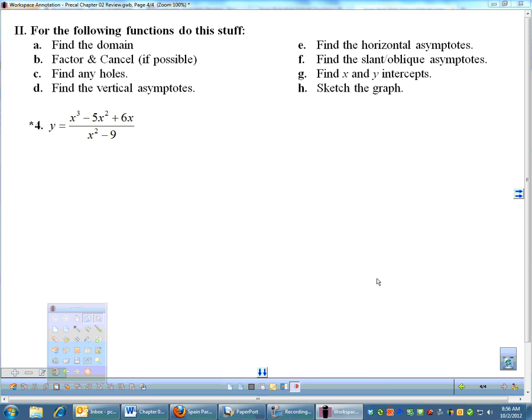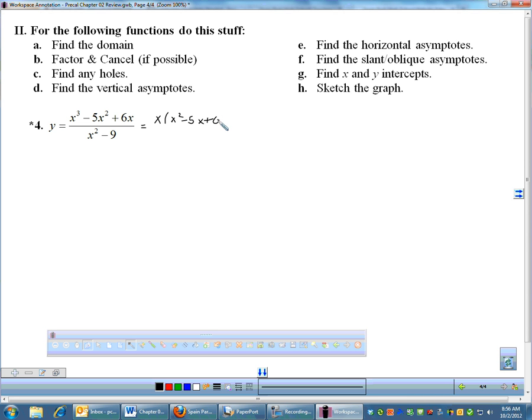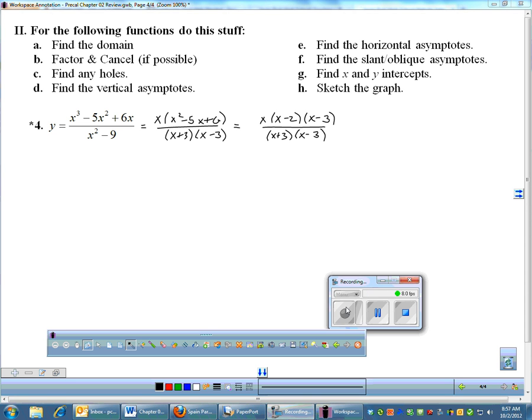All right, next problem. Same thing, find the domain, all this mess. Let's see. Again, I like to go ahead and factor a little bit before I find the domain. On the top, you can take out an x, which leaves you x squared minus 5x plus 6. On bottom, that factors to, you know what, you know how to factor. I'm going to pause it while I factor. There we go. All right, so we factor.